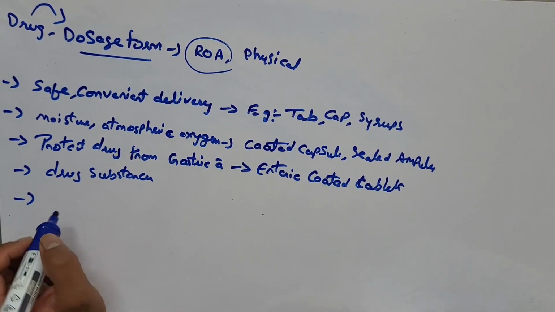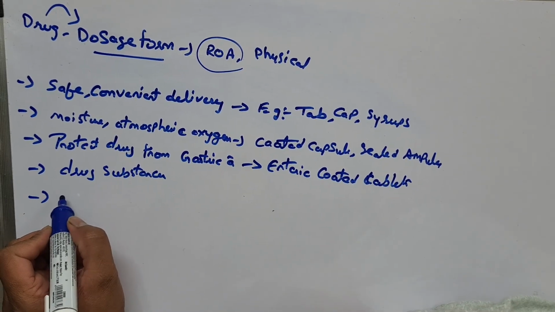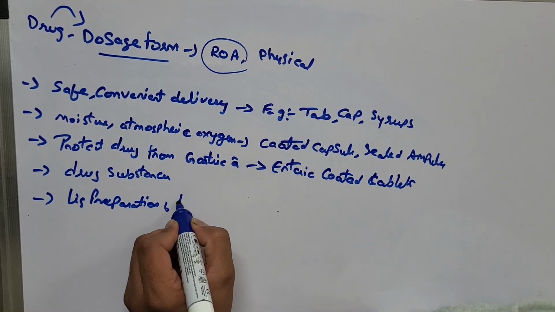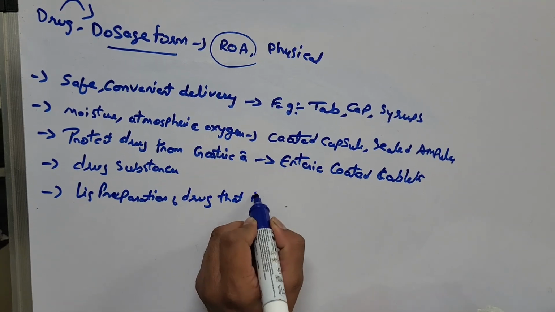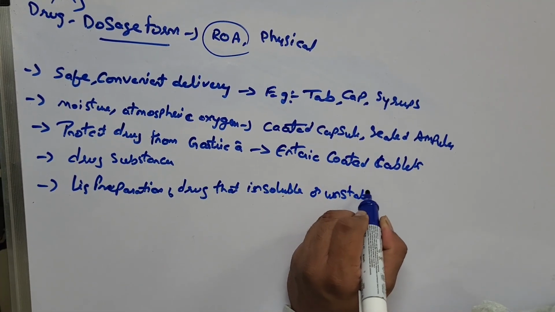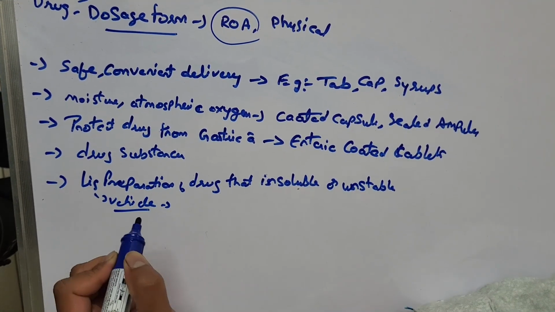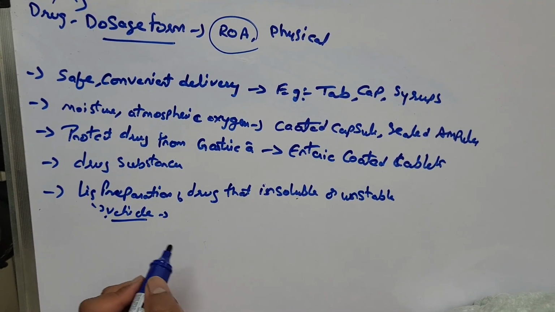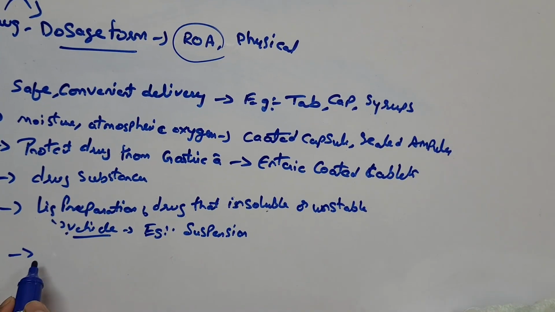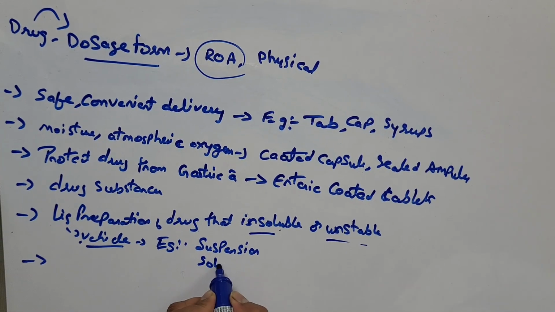Here, to provide liquid preparations of drugs which are insoluble or unstable in the desired vehicle, we can convert them in the form of suspensions. When it is insoluble or unstable in the vehicle, the vehicle, as I had already told you, is the liquid excipient; excipients are called vehicles. So we convert it, for example, into suspensions. Next, drugs which are soluble and stable in a desirable vehicle, we convert in the form of solutions.